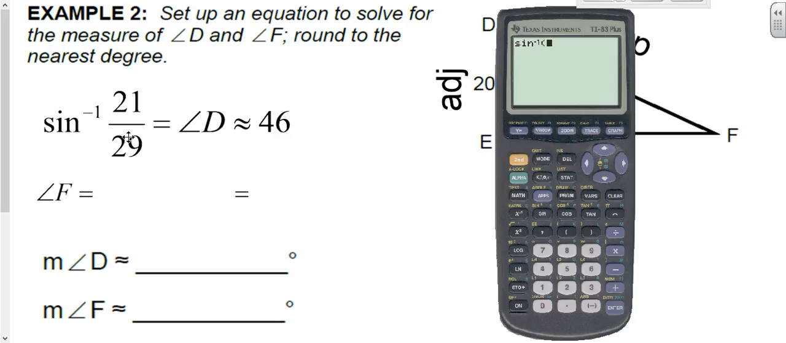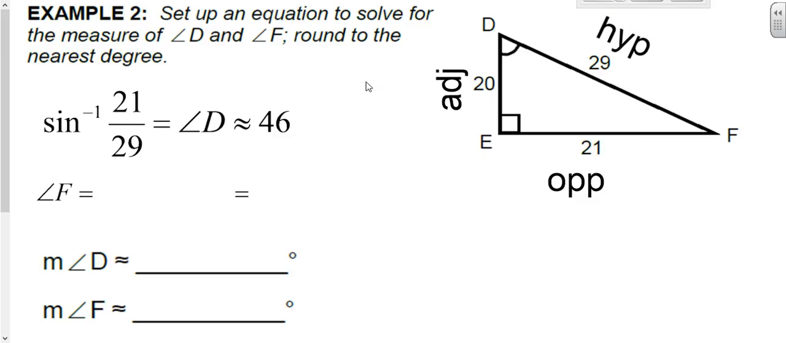Now I want to put in this ratio, this fraction, 21 divided by 29. Close my parentheses, hit enter. And this represents the measure of the angle. Input was the ratio, the output is the angle. To the nearest degree, it's 46.3, and since that decimal is lower than 5, we're going to leave it at 46 degrees. Let me know if you've got any questions. That's how easy it is. We set it up, put it in the calculator, and get out the angle measure.